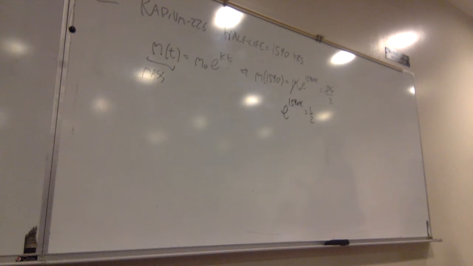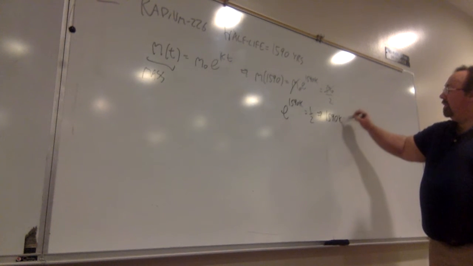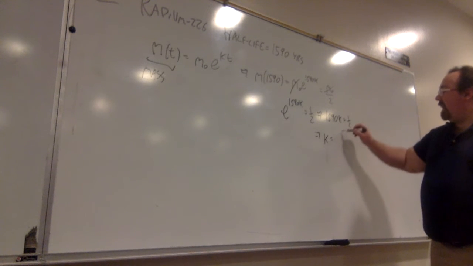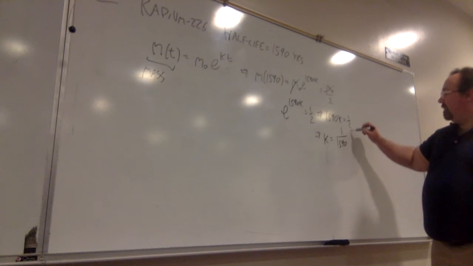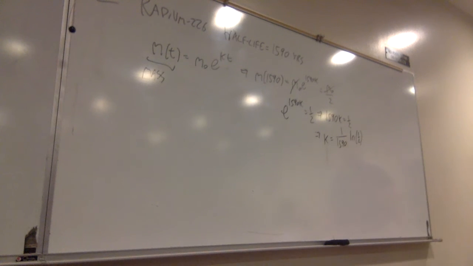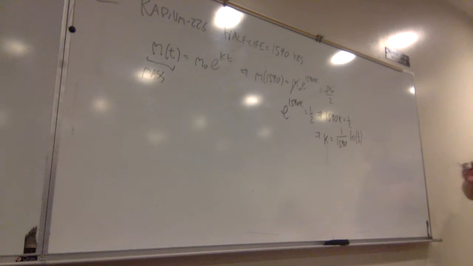Like before, take the log of both sides to get rid of the exponential. So now we have a formula for k. It's 1 over the half-life times natural log of 1/2. Now, the log of something less than 1 is going to be negative. So this will give you a negative value, which is what you'd expect because this is radioactive decay, or exponential decay, not exponential growth.